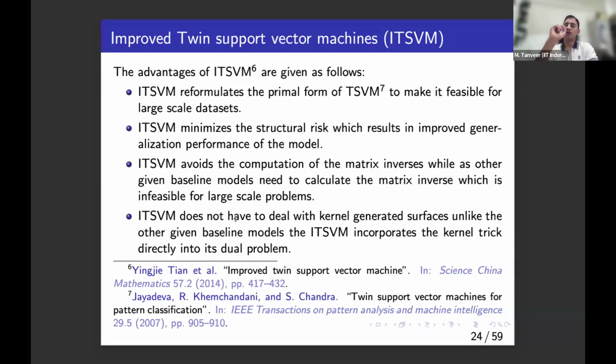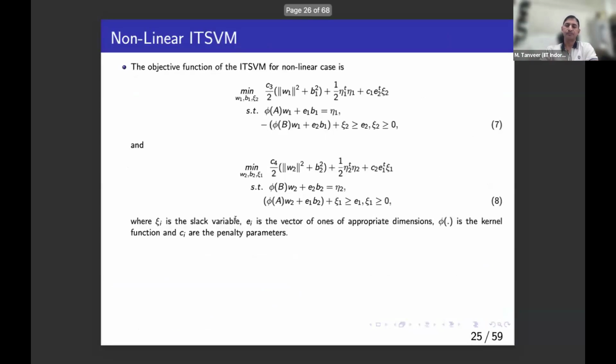Means we simply write phi A in place of A. We can see that we are just discussing the nonlinear formulation of ITSVM. So you can see that first they incorporate an extra regularization term, and then for the kernel trick they just use A with phi A and B with phi B, and the rest remains in a similar way.